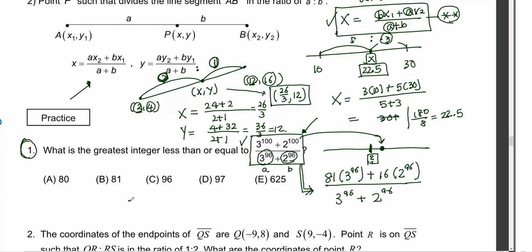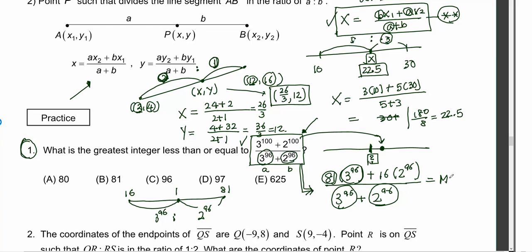We're going to divide by some length over here. This is 16. This is 81. Wow, the ratios are showing big numbers. We know that 81 times this number is what? This one should be 3 to the 96, and this one will be 2 to the 96. This is the value of M, not P. M looks like a median, right? Can you see it over here?